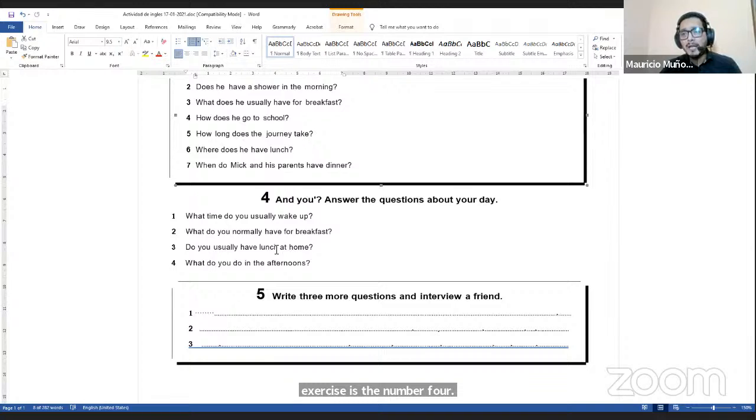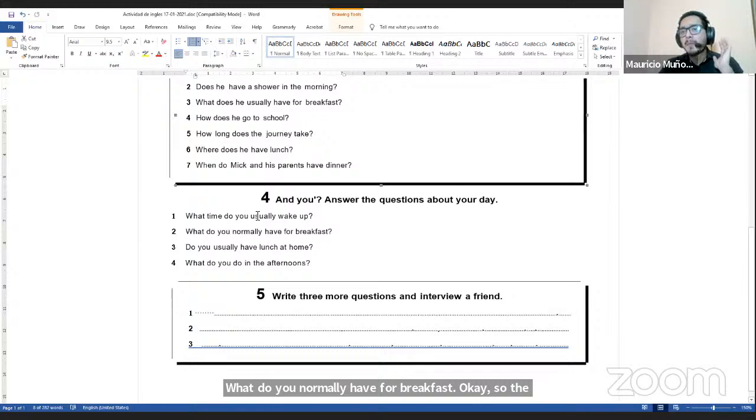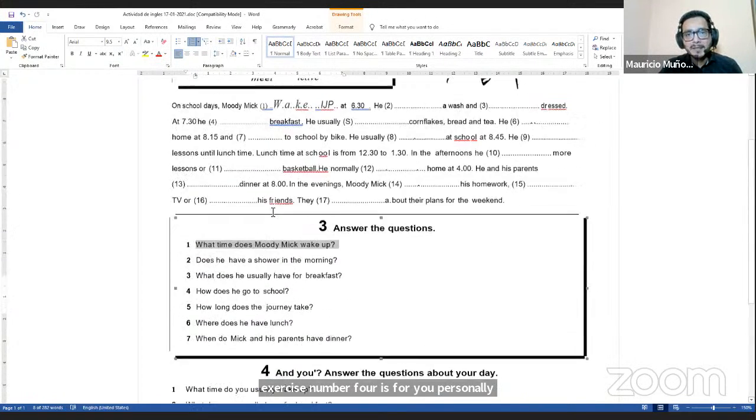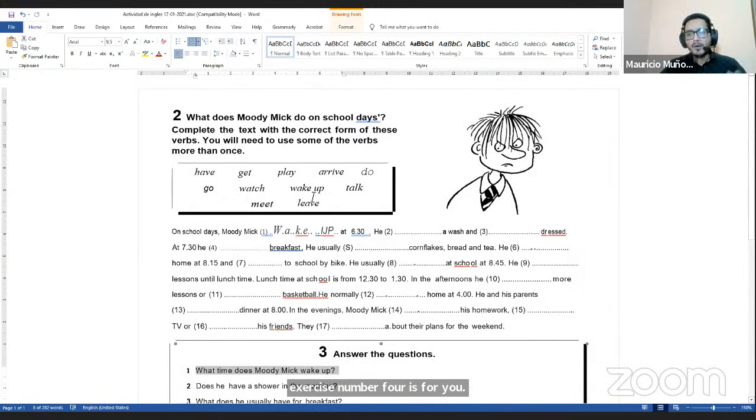In this exercise, you are going to answer using your personal information. For example, what time do you usually wake up? What do you normally have for breakfast? Okay, so the exercise number 4 is for you. Personal answers. Alright, you're gonna work in groups and all of you can help one another.